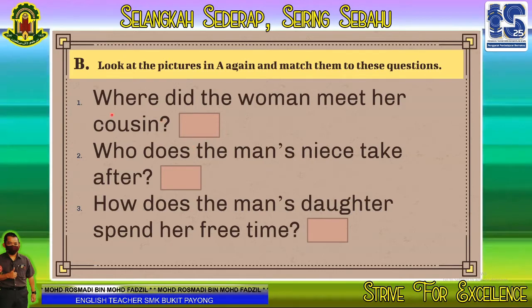Okay, number 1. Where did the woman meet her cousin? So the clue here is where. So kalau where, question mana? Just now, first exercise tadi we discuss about how, where and who. So kalau where, of course it asks about places kan. So question, kita go back. Kita go back dekat slide.